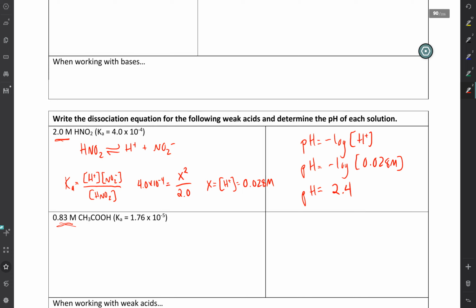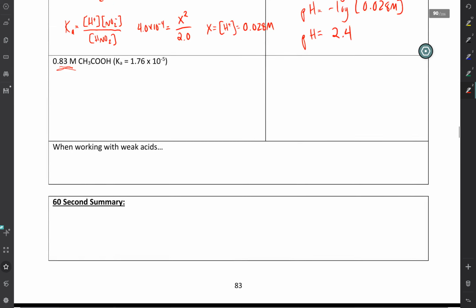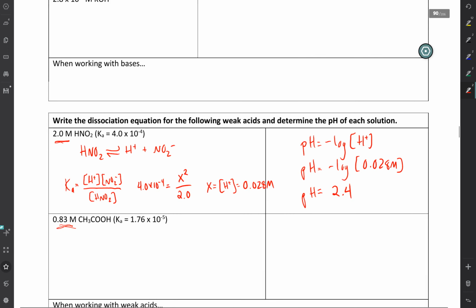All right, so a lot of stuff to work on. Even though it's the same formulas really again and again, you've got a couple different applications to practice with. So as always, definitely go through, try out those practice problems, and make sure you're comfortable with calculating pH.